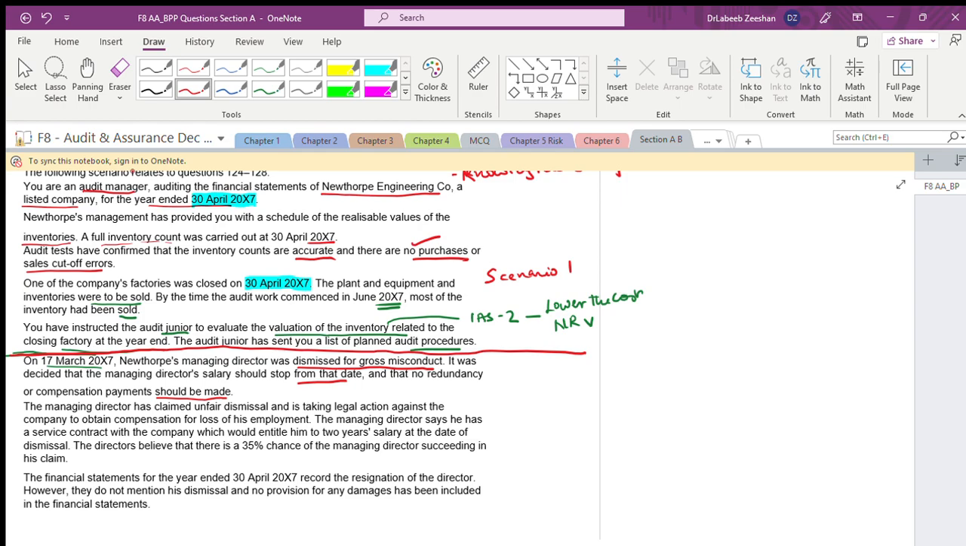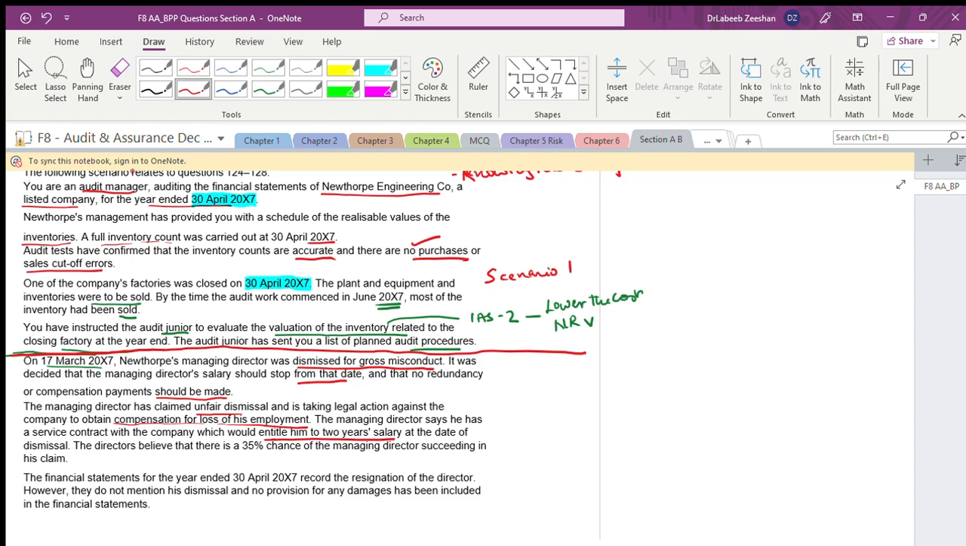What happened? The managing director has put in his own appeal. He claims it is an unfair dismissal, and he is taking legal action against the company to obtain compensation for loss of his employment. He has the right to appeal. He has the right to take legal action. It's up to him. The managing director says that he has a service contract with the company which would entitle him to 2 years' salary at the date of dismissal.